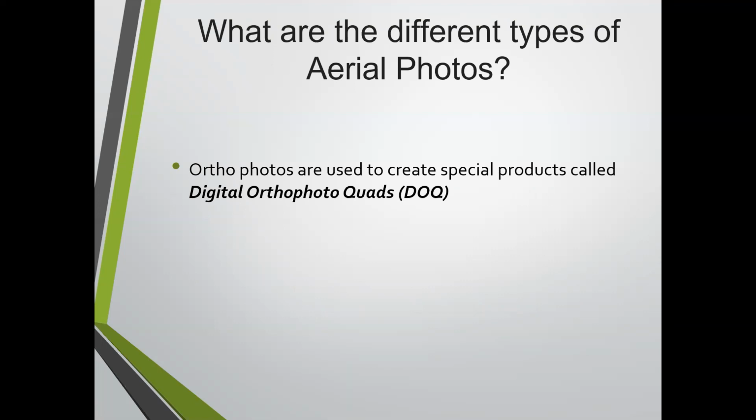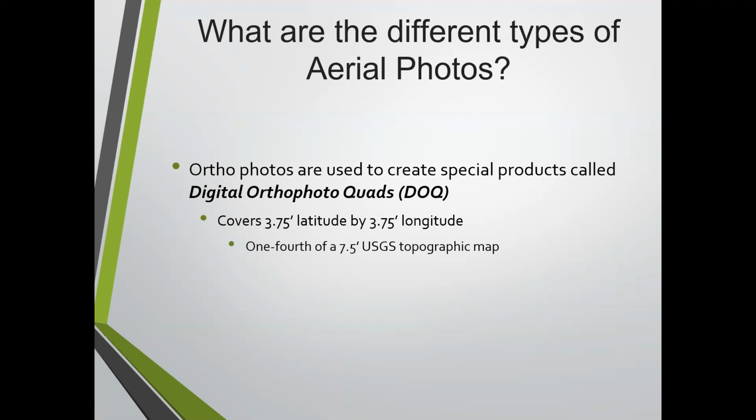So orthophotos are used to create special products called digital orthophoto quads, and you can buy these from companies that do this exclusively. These cover 3.75 minutes of latitude by 3.75 minutes of longitude. So that's the size in area of that, a minute of arc is what that is. And this would be a product like the USGS would offer you. So that's 1/4 of a 7.5 minute USGS quad.